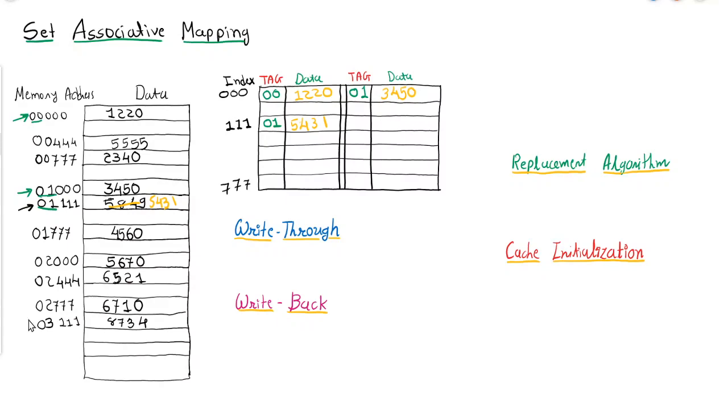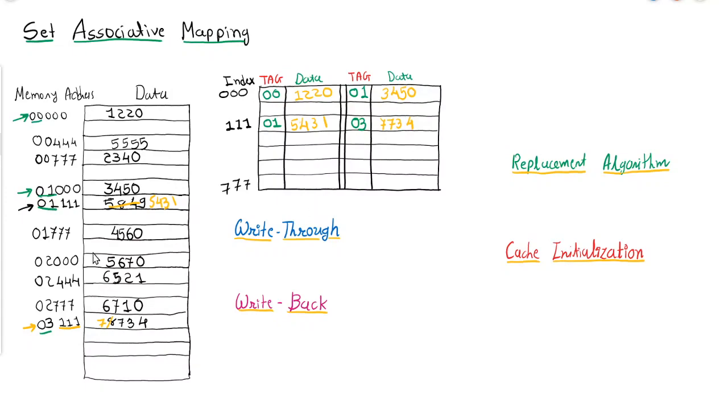Then the CPU is executing this instruction, 03111. So what is the index? 111, and the tag is 03. It will go to index 111 and find whether the memory location is empty or not. Here the memory location is empty, so first the tag will be stored, and then the data. The data is 8734, so here also again let's make it 7, 7734.